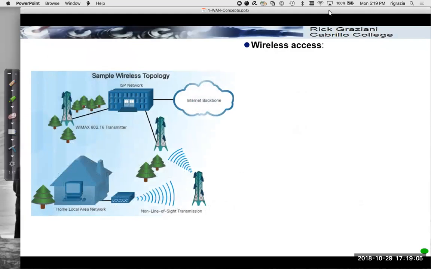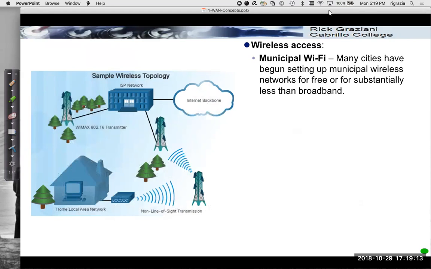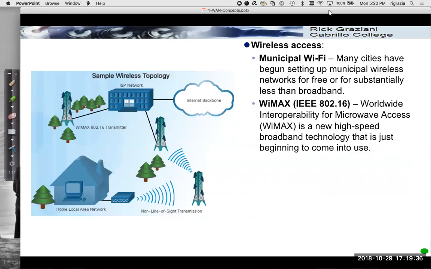Wireless access. Of course we have Wi-Fi in the home, but we can also use wireless to actually provide our access to the internet. Many cities have set up a municipal wireless network for free. I actually lived in a city that had that capability. It wasn't always the best, but it was always available. When I say not the best, it was free, but not always the fastest bandwidth.